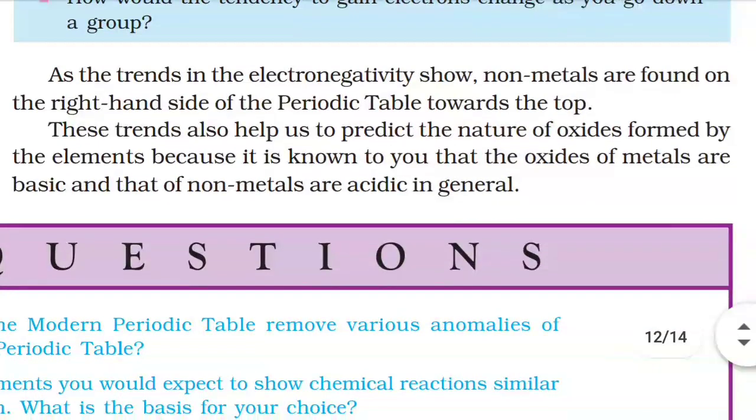As the trends in the electronegativity show, non-metals are found on the right-hand side of the periodic table towards the top. These trends also help us to predict the nature of oxides formed by the elements because it is known to you that the oxides of metals are basic and that of non-metals are acidic in general.